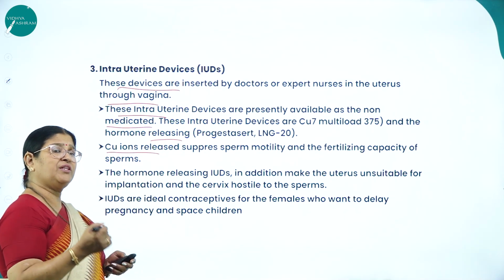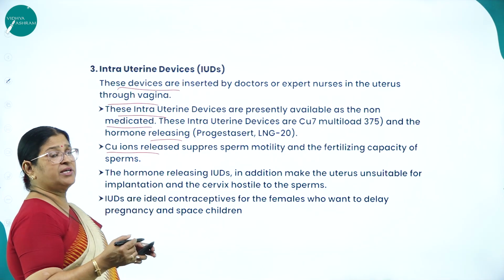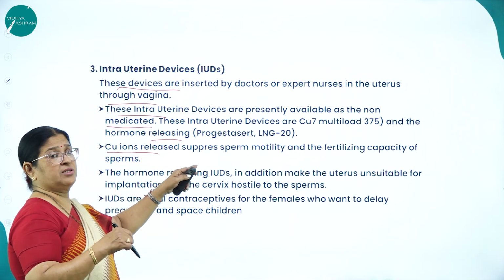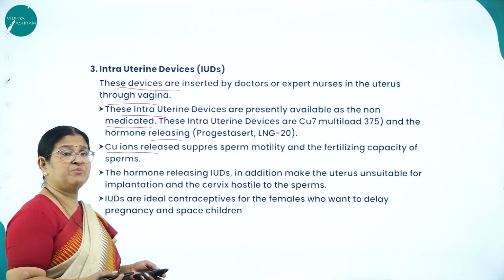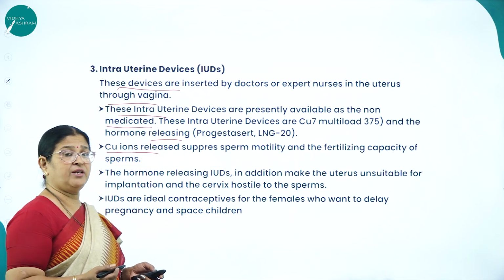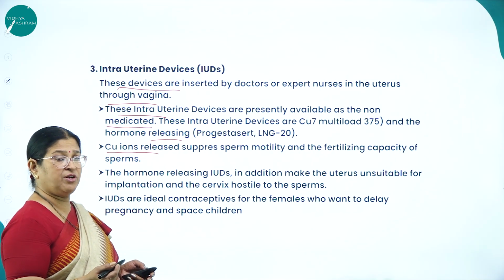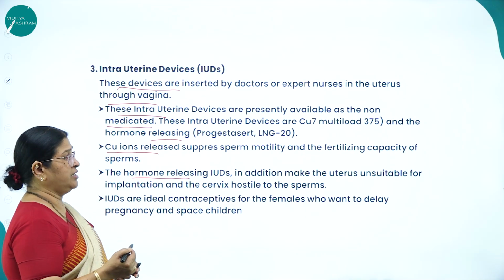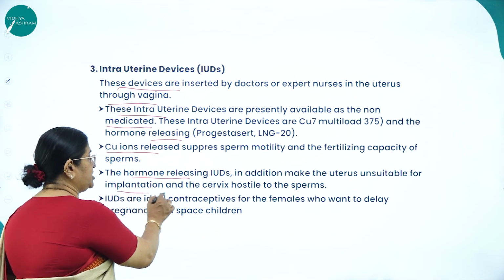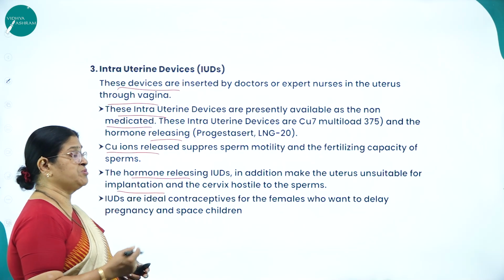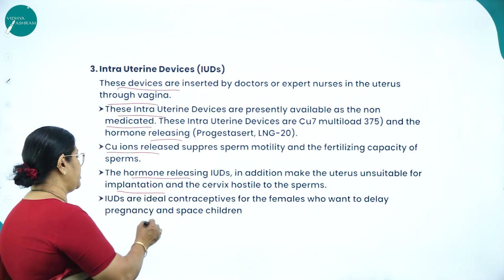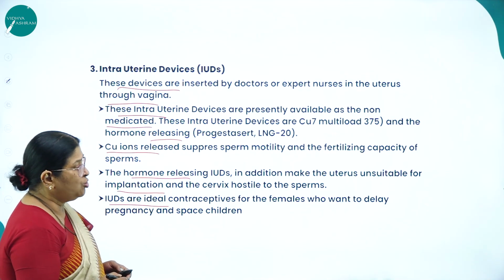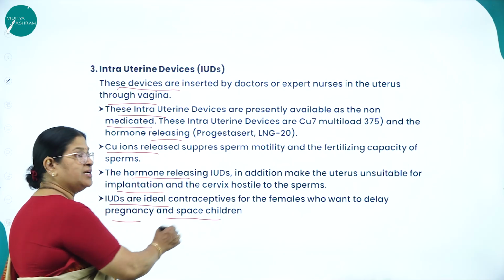Copper ions. So what will these copper ions do? Copper releasing IUDs release copper ions which will suppress the sperm motility. If the sperm becomes immotile, definitely it will fail in reaching the ovum and fertilization will not happen. Then the hormone releasing IUDs, in addition, make the uterus unsuitable for implantation and the cervix hostile to sperm. So the cervix will not receive the sperms. IUDs are ideal contraceptives for females who want to delay pregnancy and space children.